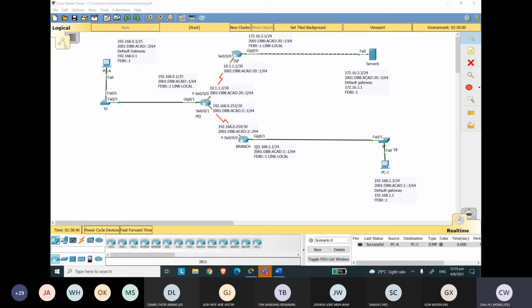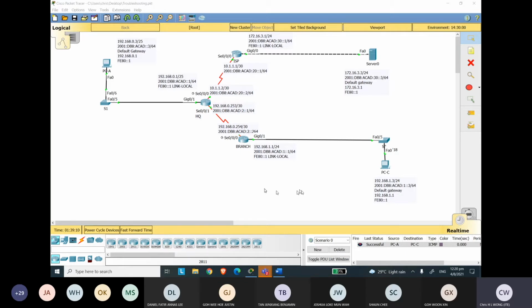The HQ router is configured with a static route to both. It's already configured, there's a static route here, to both the ISP and the branch. Now you're supposed to display the interface on the HQ router. You're supposed to enter the IPv6 command. So let us do it together.